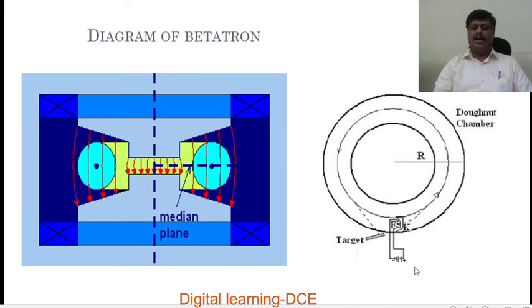The current changes alternately, so the magnetic field also changes alternately. This change in magnetic field accelerates the electrons to a very high kinetic energy, and they are finally made to be incident on the target by applying an auxiliary magnetic field.